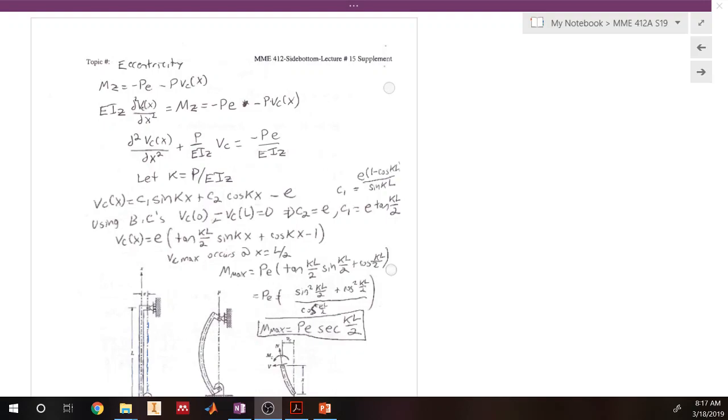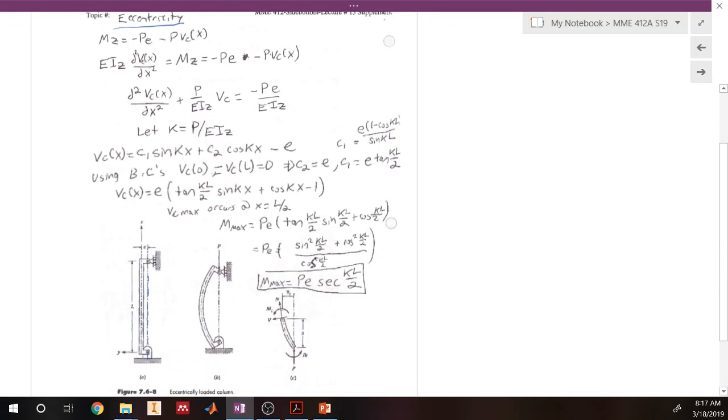All right, so we're going to talk about non-ideal column behavior. Continued here, so we're going to talk about eccentricity. Eccentricity is when we have a small deviation in where the force is applied and where the column itself bends. We can call that distance the eccentricity, or denote it with a lowercase e.